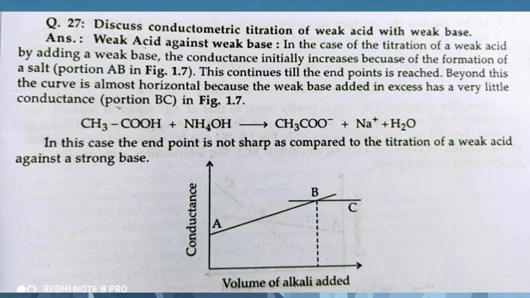So you can see over here in this graph, the conductance versus volume of the alkali is plotted. First of all, the conductance will increase from A to B, not that much but slightly. And after that B to C it is approximately constant because further adding the weak base does not change the conductance that much, dear friends.